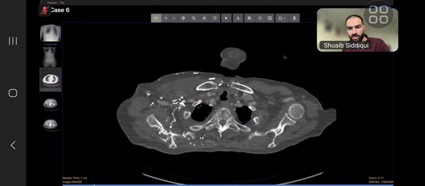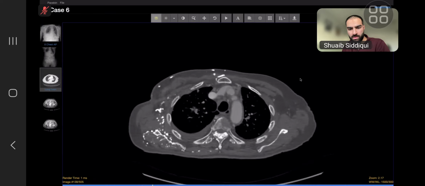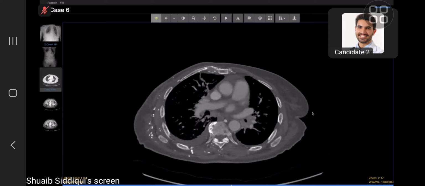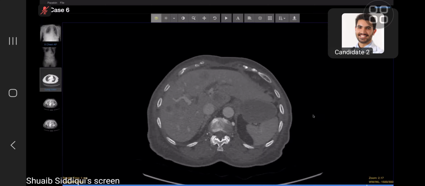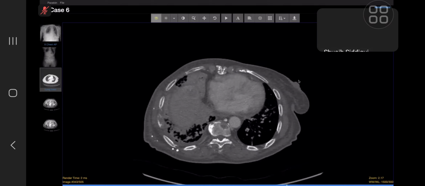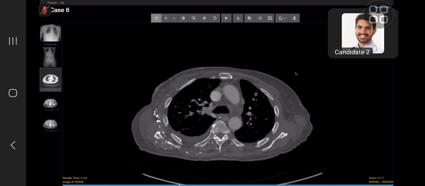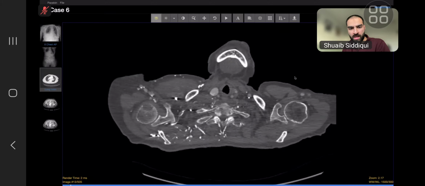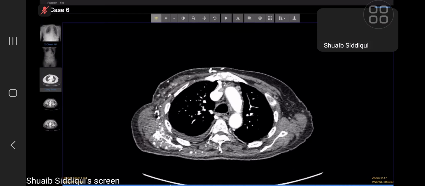Yes, let's just focus on the thorax. So multiple bony lesions, vertebral and within the ribs, suggesting metastasis. Also, the liver, there's a large lesion within the liver. Don't worry about it. Yeah, I agree, but let's focus on the thorax. And then we'll look at the mediastinum.